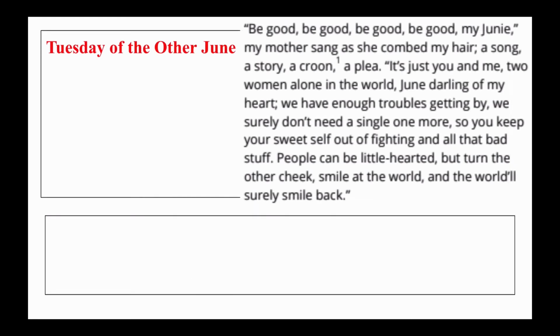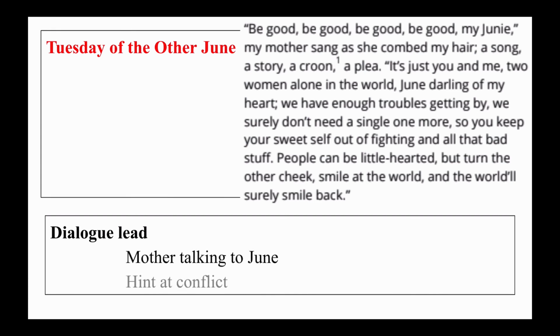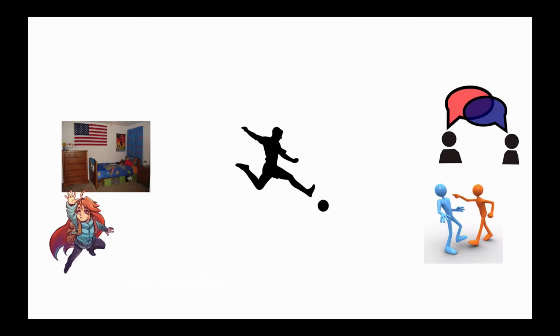In Tuesday of the Other June, it begins, "Be good, be good, be good, be good, my Junie," my mother sang as she combed my hair. A song, a story, a croon, a plea. It's just you and me, two women, alone in the world, June, darling of my heart. We have enough troubles getting by, we surely don't need a single one more. So you keep your sweet self out of fighting. Yeah, out of fighting. We have a dialogue lead here. We have the mother talking to June, and we do have a hint at the conflict that's coming. Conflict. Wow. Character. Interesting. Action.